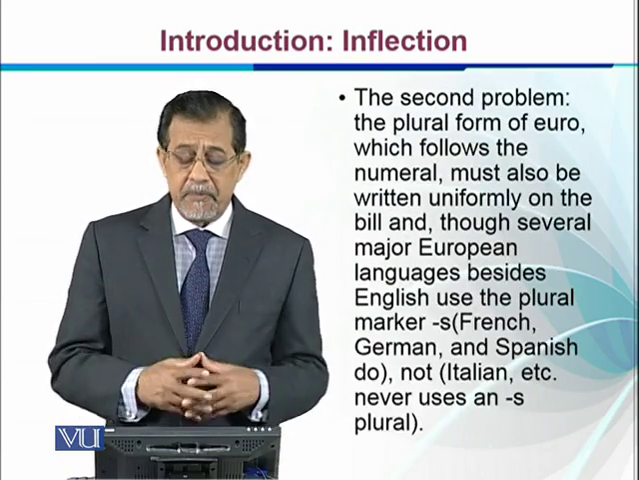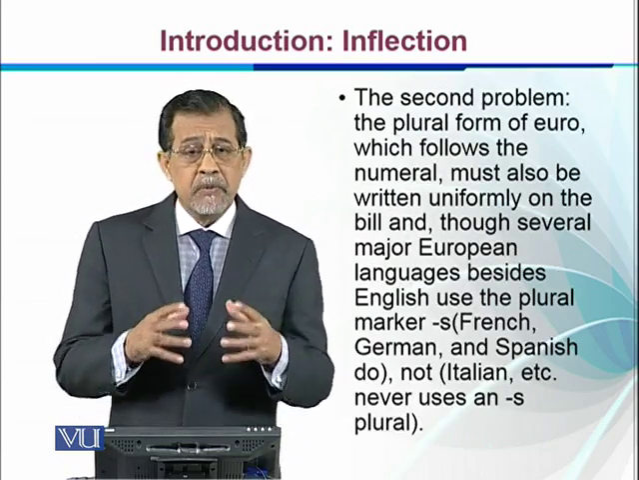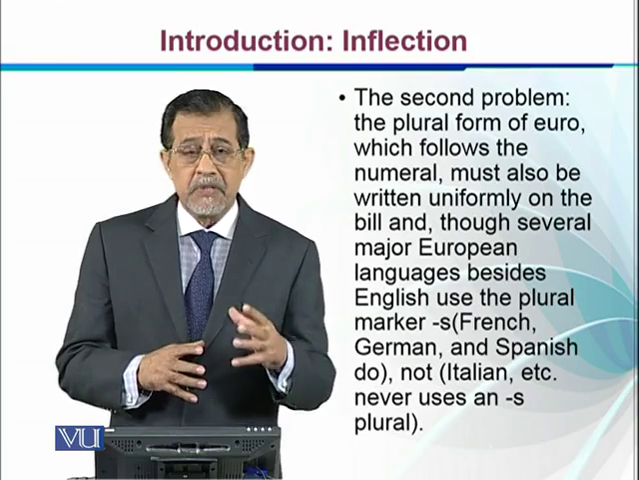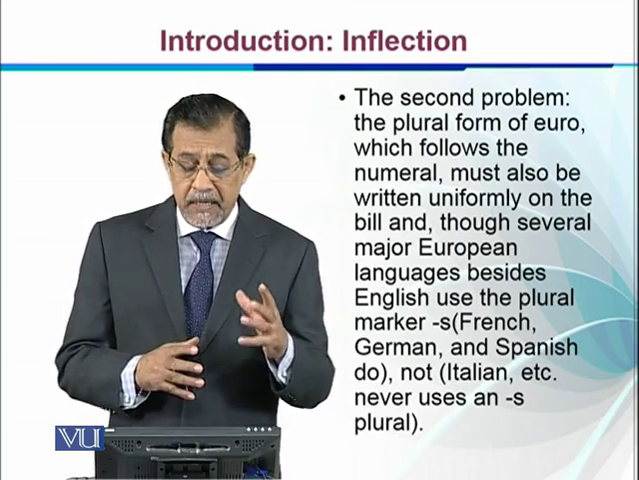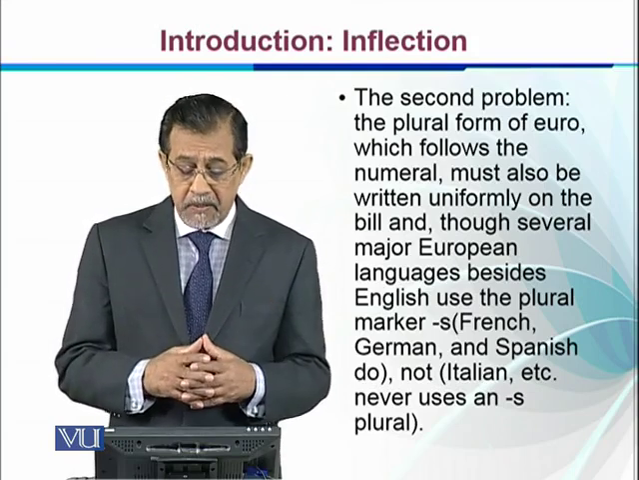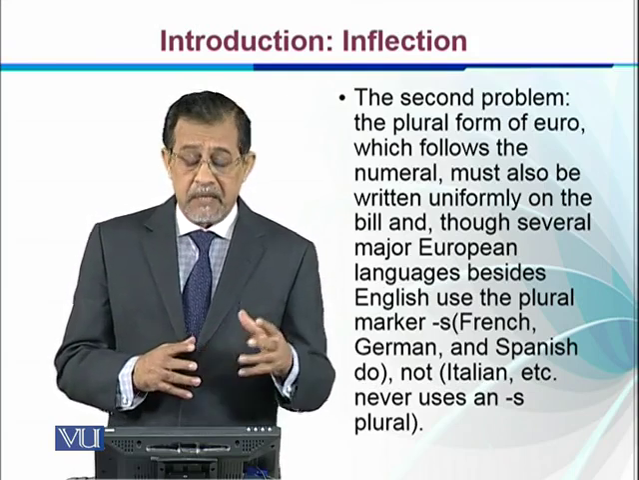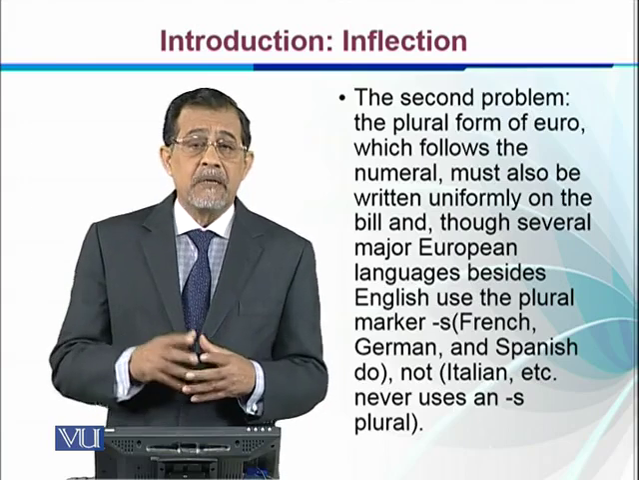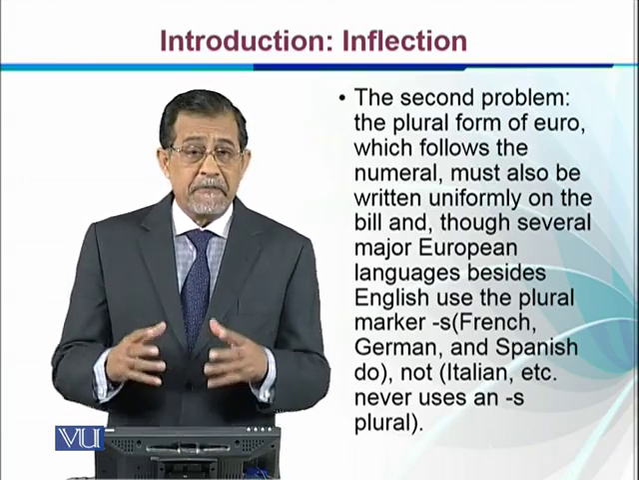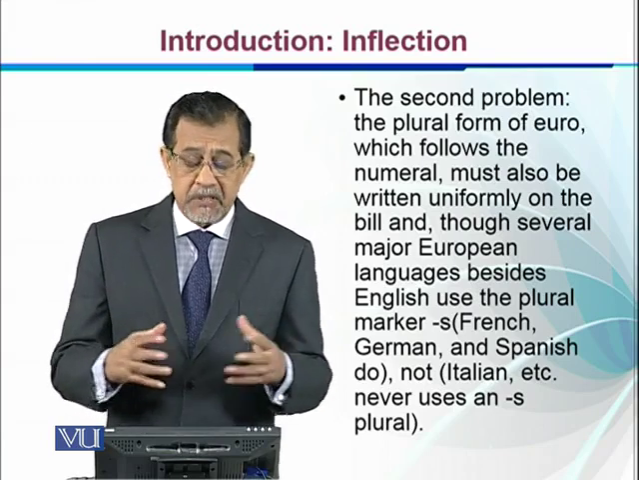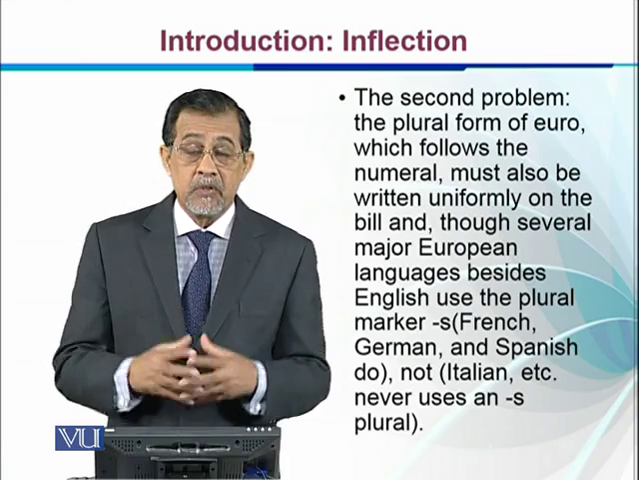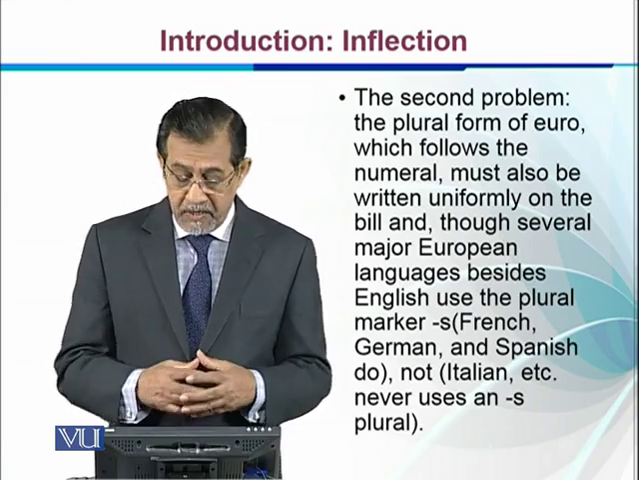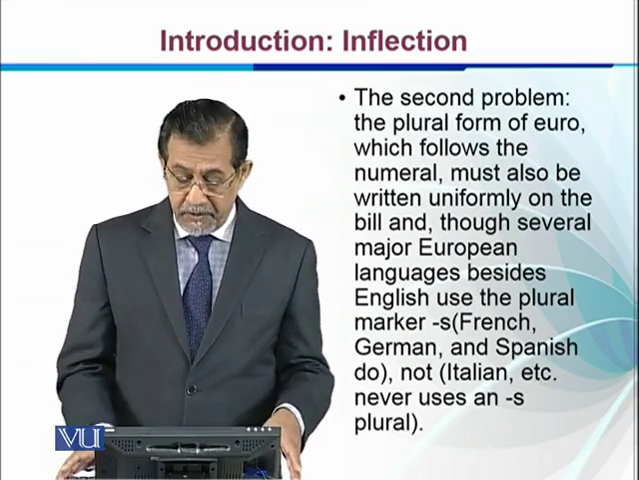The second problem is the plural form of euro, which follows the numeral and must also be written uniformly on the bill. Though several major European languages besides English have a plural marker, such as French, German, Spanish, etc., there are countries like Italy where there is no such practice. They do not have it, right? So how do they cope with it?